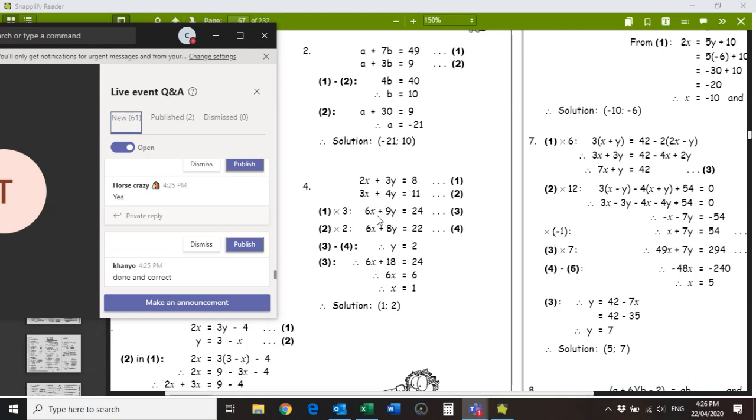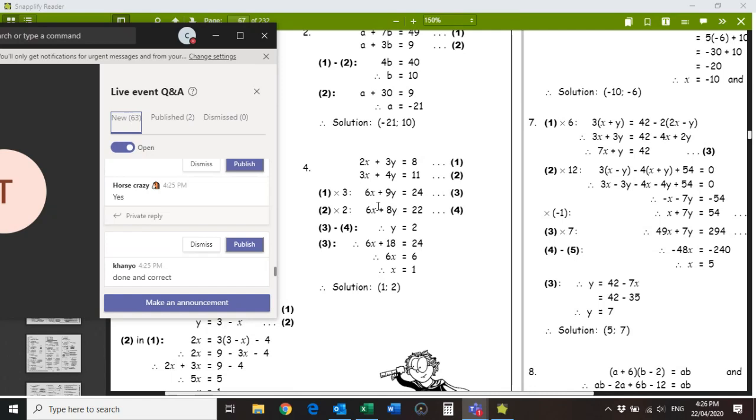So in this step, we decided we're going to multiply the first equation by 3 to get 6x. So 2 times 3 is 6x, 3 times 3 is 9y, and 3 times 8 is 24. Then we go on to the next equation. 2 times 3 is 6x, 2 times 4 is 8y, and 2 times 11 is 22, okay?